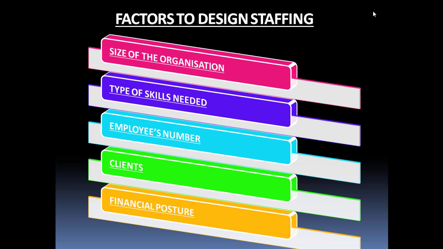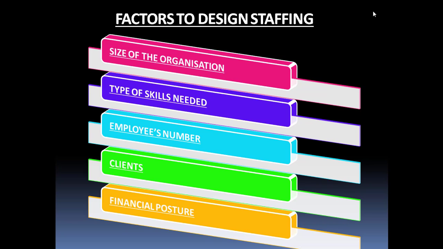Now what are the factors required to design staffing? The first factor is size of the organization. Second is type of skills needed. Third is employees number. Fourth is clients, and fifth is financial posture of the organization. Now, staffing, as we know, is all about hiring the employees so that the vacant positions in the organization are filled, or whatever vacant position may arise in future, that may be filled on time. So what are the factors as per which an organization can decide how many employees it needs to hire, or how many employees the organization will need in future?